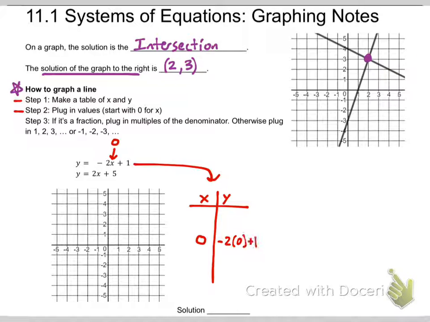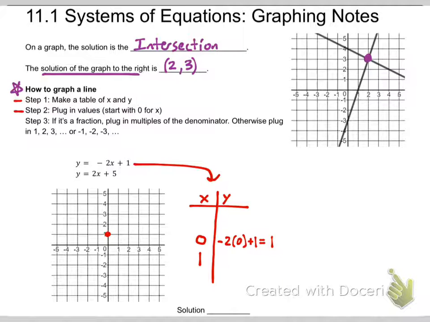So I'm going to write this out. Negative 2 times 0 plus 1. Well, negative 2 times 0 plus 1 is 1. So my point is (0, 1). The y value is 1. I'm going to plot that point right there, (0, 1). Notice when I plug in 0 for the x value, that will always be on the y-axis, so we're figuring out our y-intercept every time.